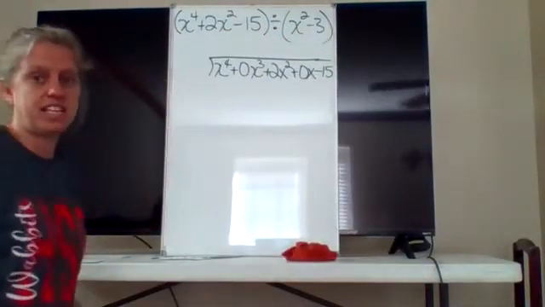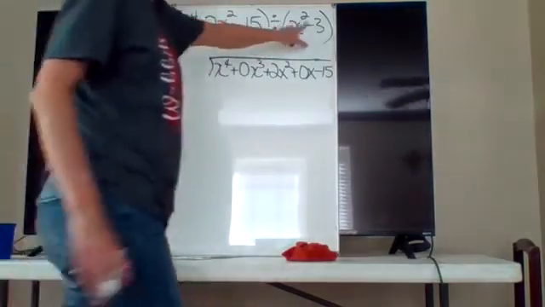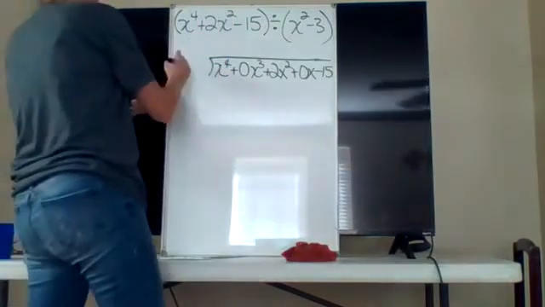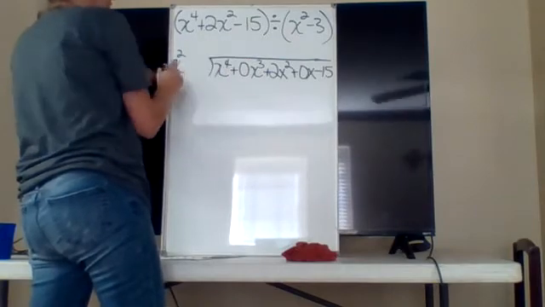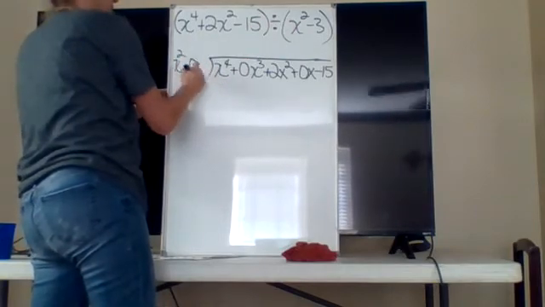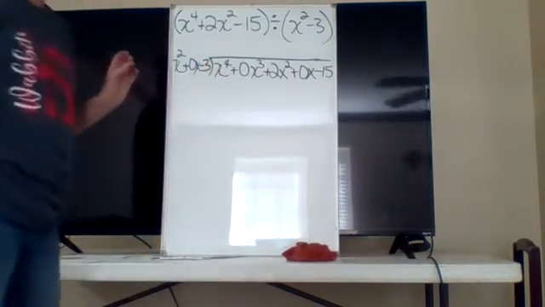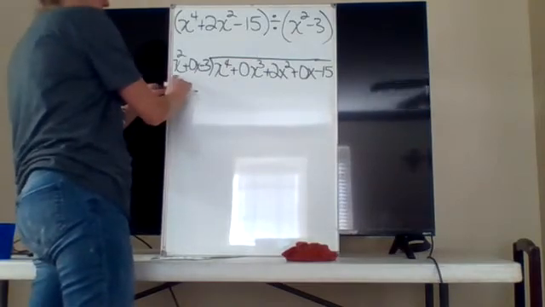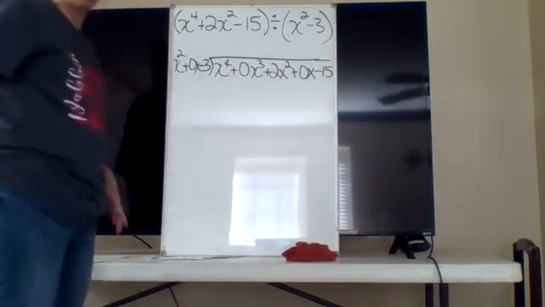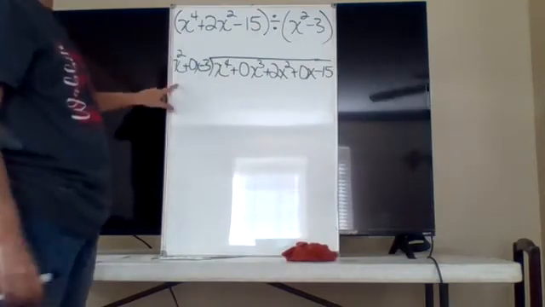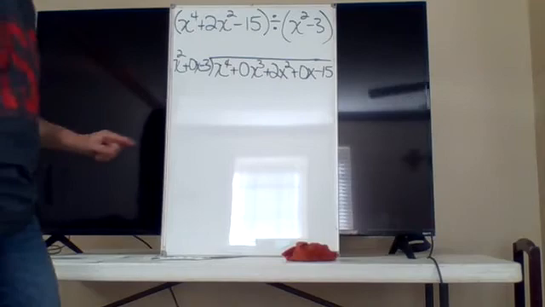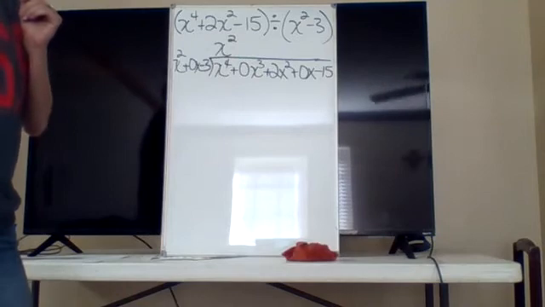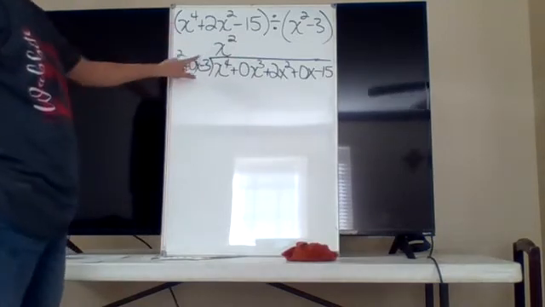Okay, so I'm going to divide this by the x squared minus 3. And again, I've got to fill in those missing terms. So I'll have an x squared. Then since I don't have an x, I'm going to fill in a 0x and then the minus 3. Now, I'm going to start the same way. I'm going to look at these first terms. I've got an x squared here and an x to the fourth here. What do I need to multiply this x squared by to make it x to the fourth? I need to multiply x squared times x squared. Now let's do that multiplication and see what happens.